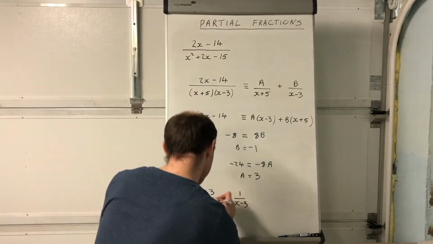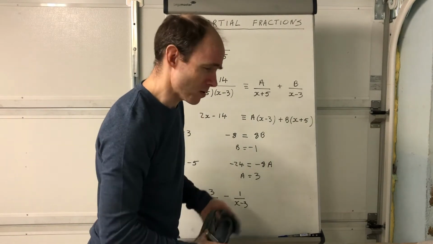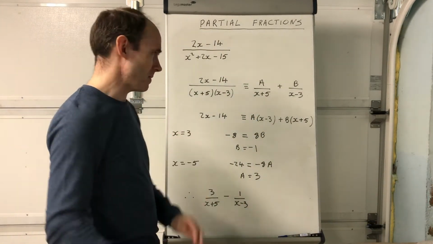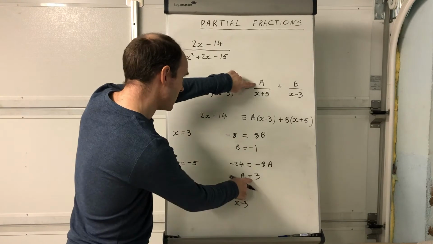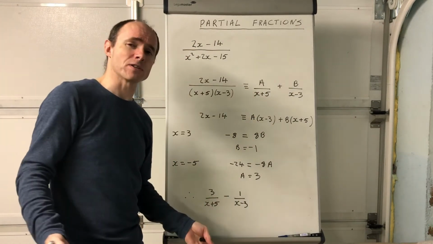You're probably screaming at me as I was doing it, but the fact of the matter is I can't bother to record the video all over again just for that. Okay, sometimes it happens, apologies, but the main thing is I spotted it. So 3 over x plus 5, subtract 1 over x minus 3. And those are the partial fractions, that is it.